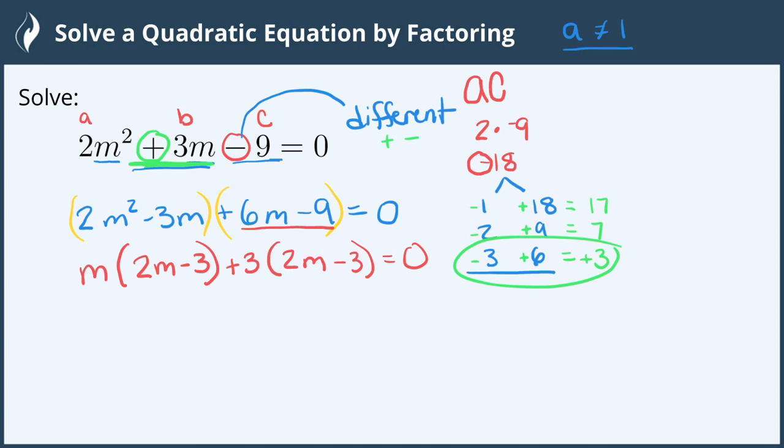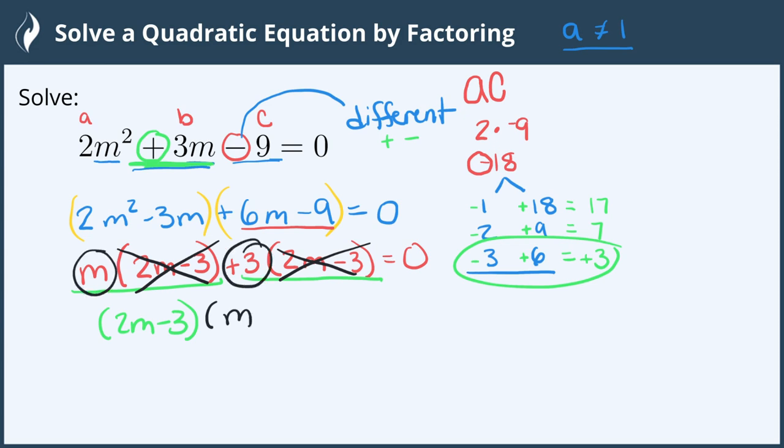Now we have this in two larger terms, here and here. And the new factor in common is the binomial, 2m minus 3. So when we factor out 2m minus 3 from both of these terms, we're left with m plus 3 equals 0. And now we've factored our quadratic down to two binomials. Now we're going to use the zero product property. Since both of these are being multiplied together and it equals 0, it means one or both of them equals 0. So we'll split it into two equations.